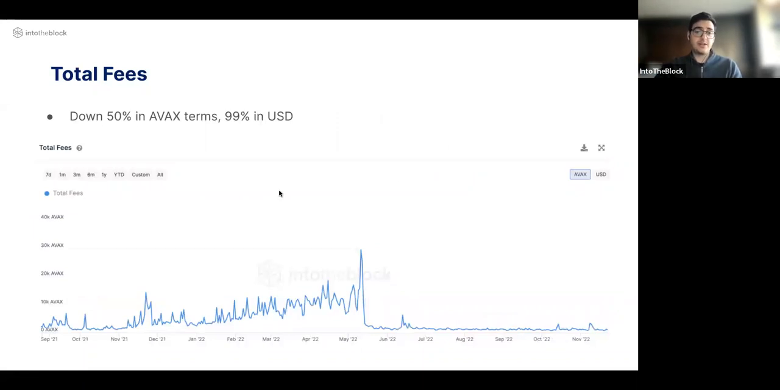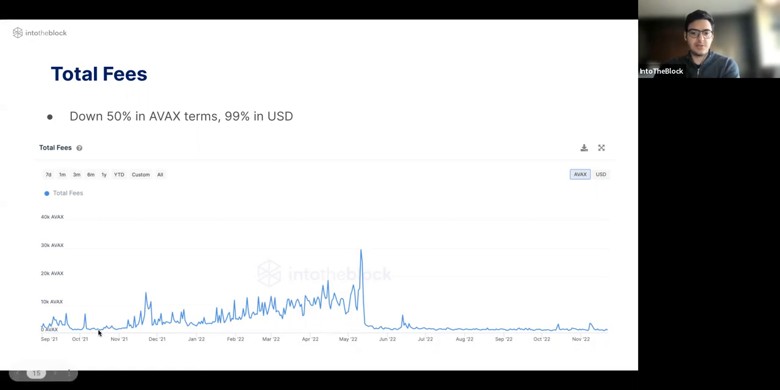Total fees, as a matter of fact, have declined even more because transactions have dropped, while the fees in dollar terms have declined as well. So the amount of fees, which can be seen potentially as the revenue that the Avalanche blockchain generates, has been declining significantly. So 50% in AVAX terms, 99% in USD.